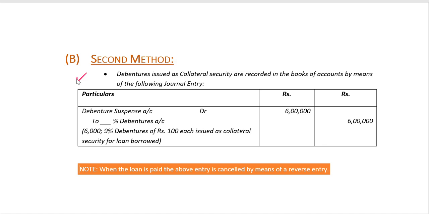Please remember, in this method, once the loan amount is repaid, the above entry that we just passed has to be cancelled by means of a reverse entry. And the reverse entry will be 9% debentures account debit to debenture suspense account. So we need to pass this entry after the repayment of the loan to cancel the entry which has already been passed.